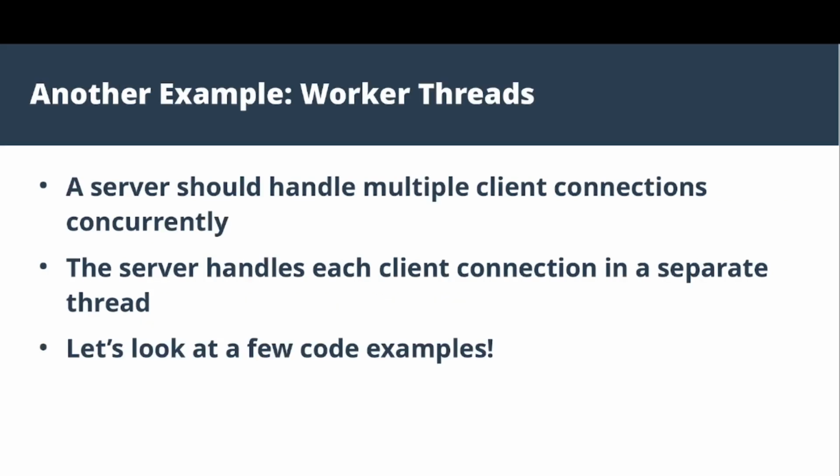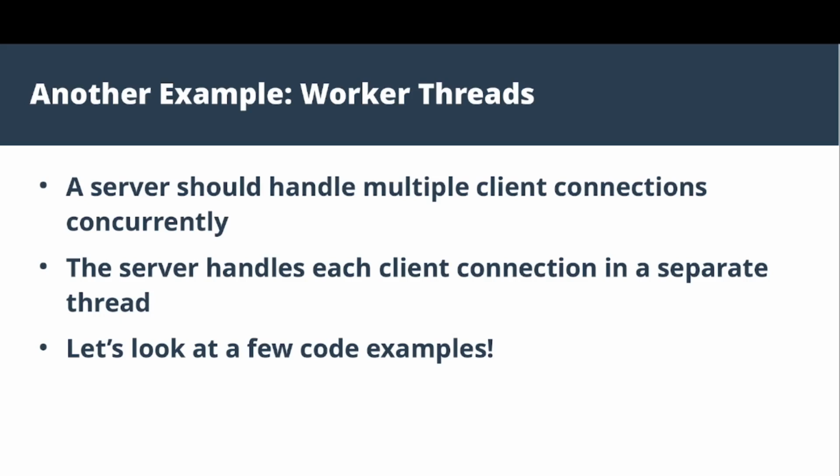And here's a different example with worker threads. This is a very common example. A server, a web server that is, should handle multiple client connections concurrently. That means you have a web server, it's listening for connections. When someone connects to the web server, we create a new thread and we handle that connection in that thread. And then we have a one-to-one mapping between connected clients and threads running from the server.